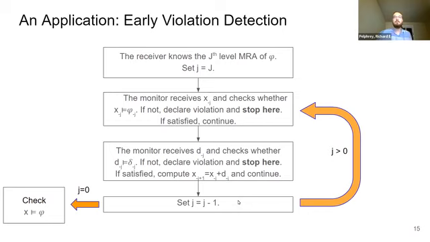If it's satisfied, we compute the next level approximation by adding the current approximation to the current details, and we continue. We increment j, and if we find that we are back to the original signal, we check that the original signal satisfies the original formula. If we're not yet back to the original signal, we come back here to step 2 and repeat the process until either we find a violation or we get back to the original signal.